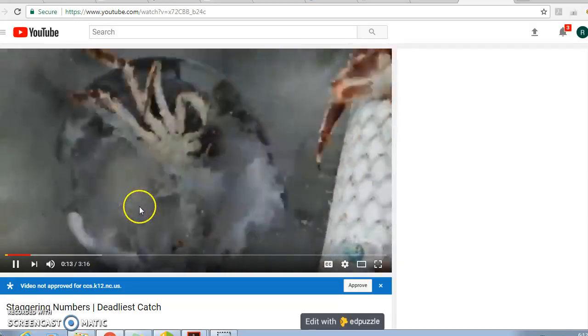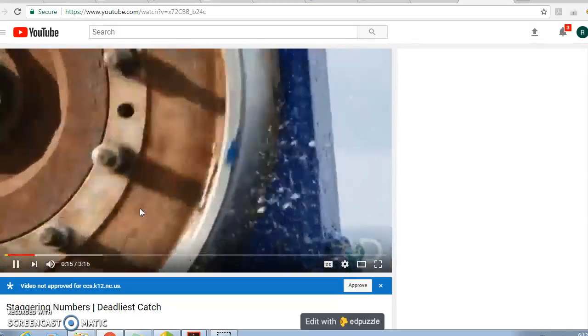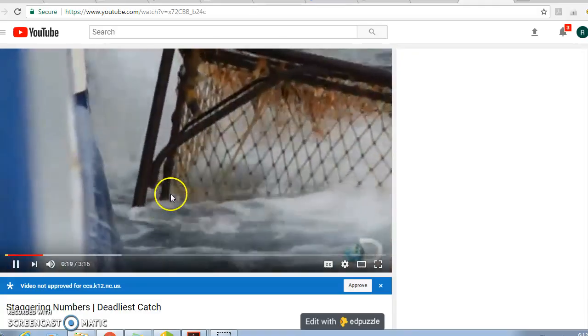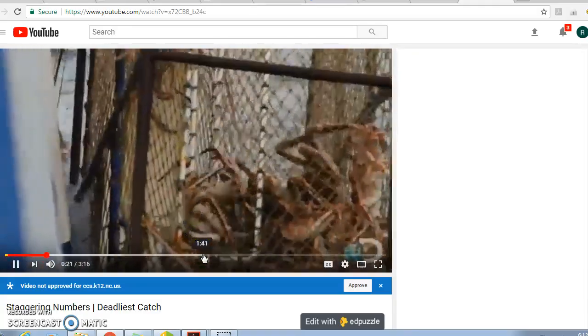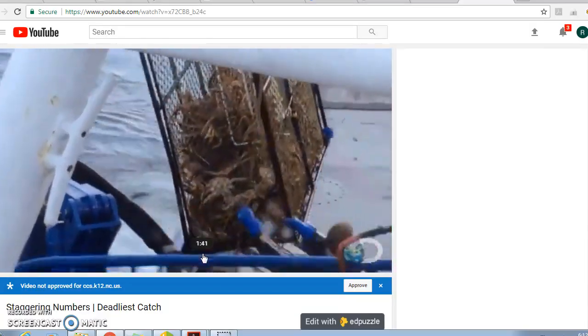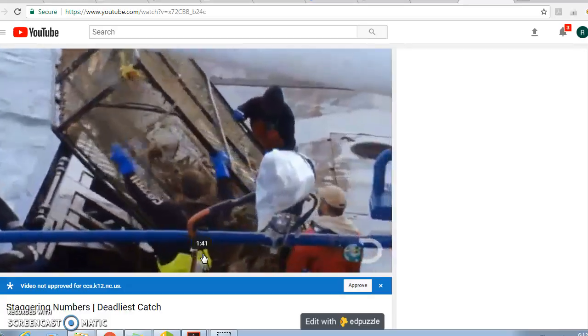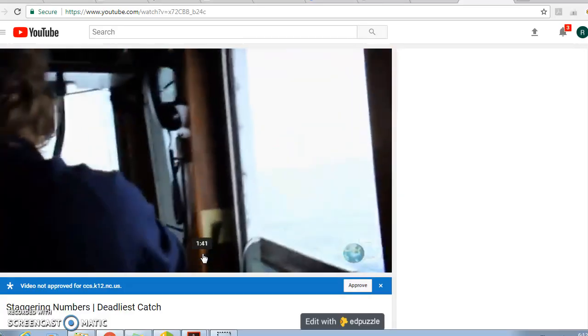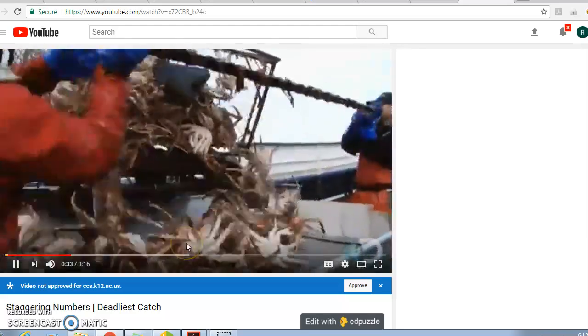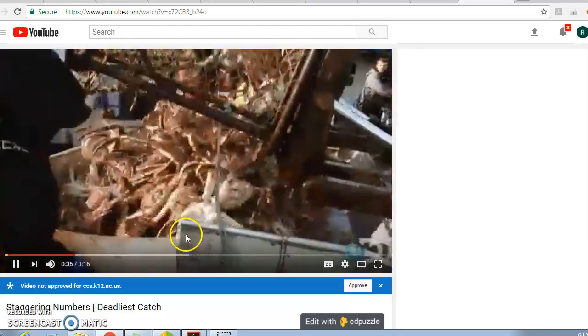Here are the guys. They just pulled up a pot from the cold, deep Arctic Sea, and here's what their pots look like. Oh, baby, oh, baby. Holy. That's some yummy crab and lobster.